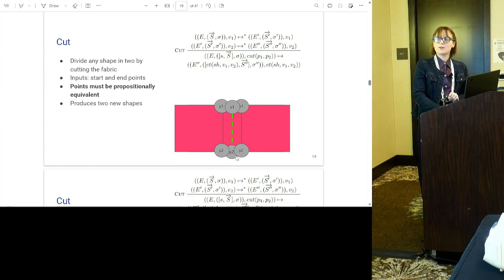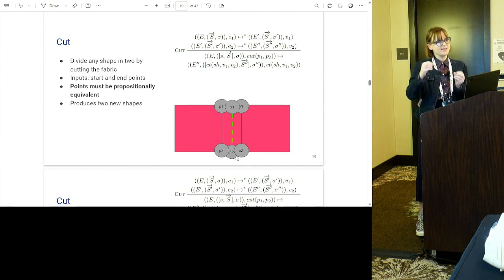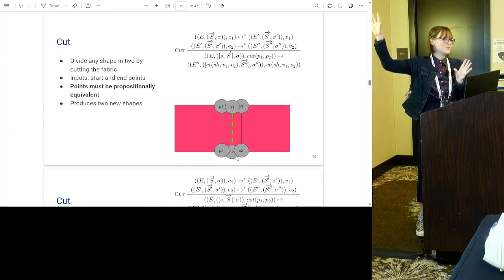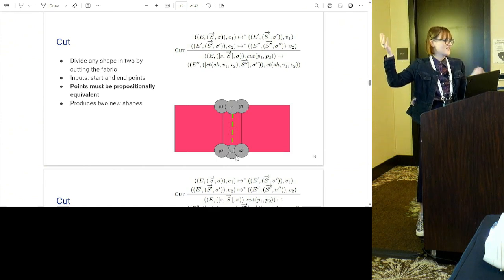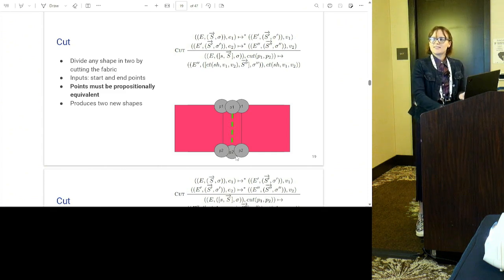One very important note is that the points that are being cut between must be propositionally equivalent. So you can't cut between a point on one shape and a point on a completely different, separate shape, because otherwise you'd be cutting in empty air and that doesn't make any sense. So that is one strict rule that we have here.